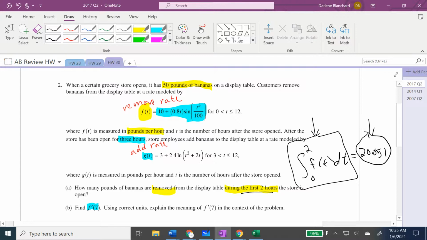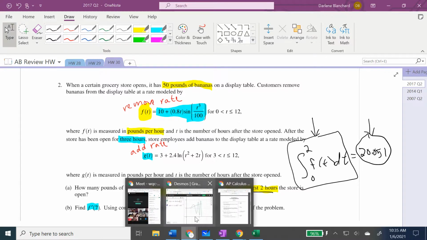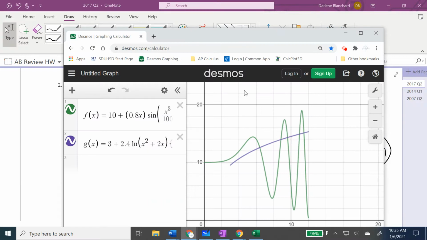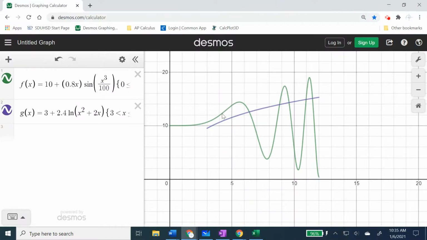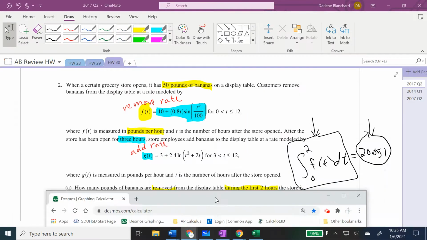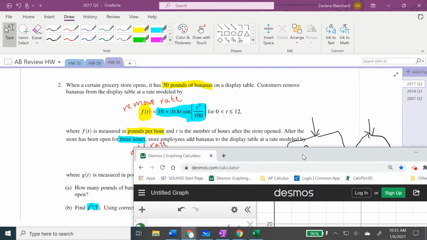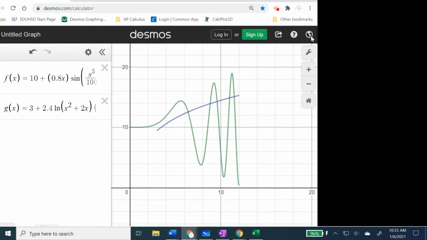And I'm going to pull up Desmos, but I'm also going to talk about how to do it on a graphing calculator. I put the functions in already because I knew I was going to be using them. And I also changed my window so that I could see the functions a little bit better. And now I have to remember what the problem just asked me. F prime of 7. So f is the green function here.